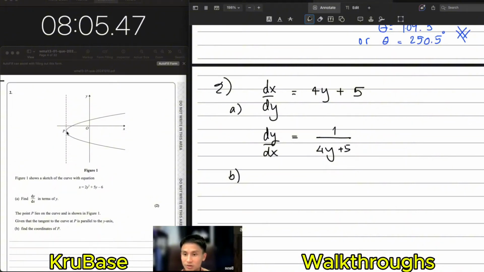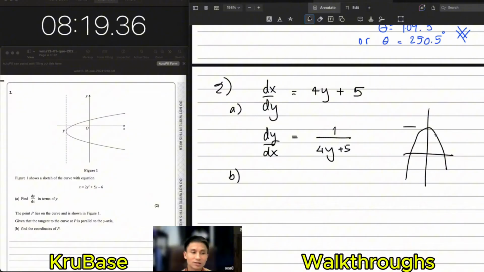So B, the point P lies on the curve and is shown in figure 1. So point P is over there and the tangent is parallel to the y-axis. This is very important, guys, because most of my students don't quite realize that, okay, they do realize when they have a curve like this and they have a tangent, they know this is a turning point because that is flat or horizontal to the x-axis. But when the curve is like this, they got stuck. Well, actually, it's just a kind of turning point, but it's turned the other way around.